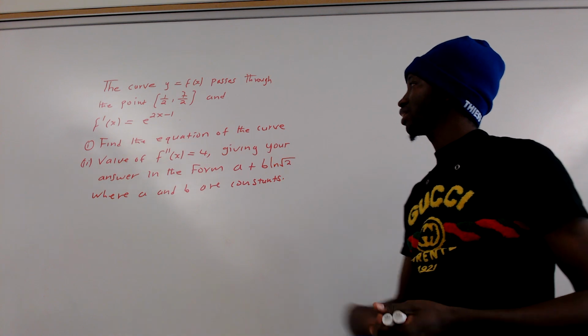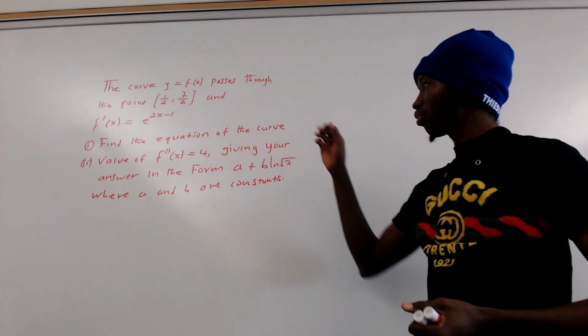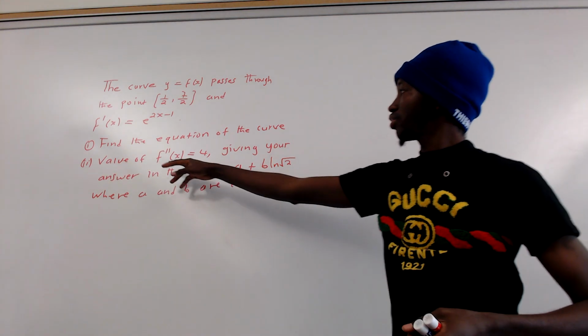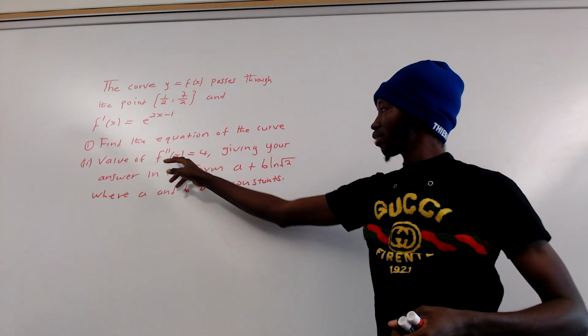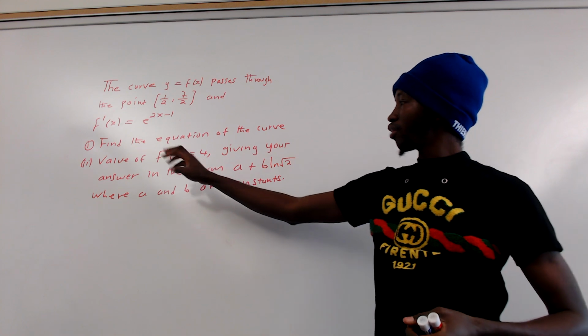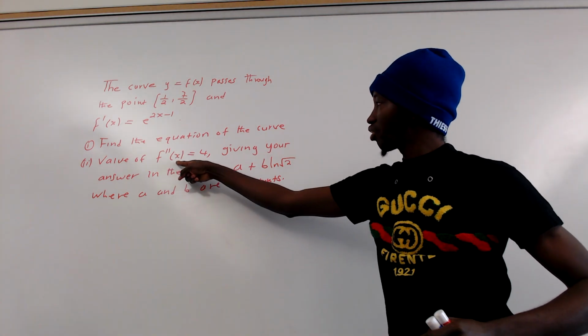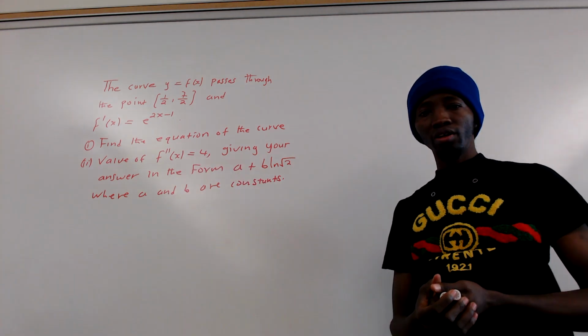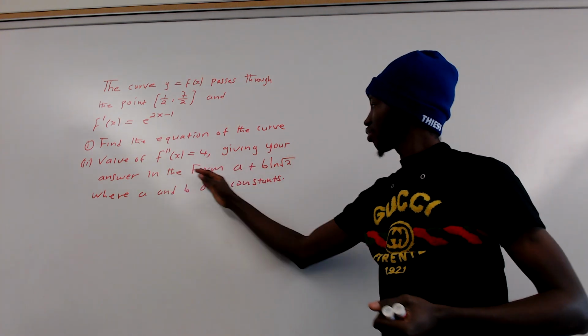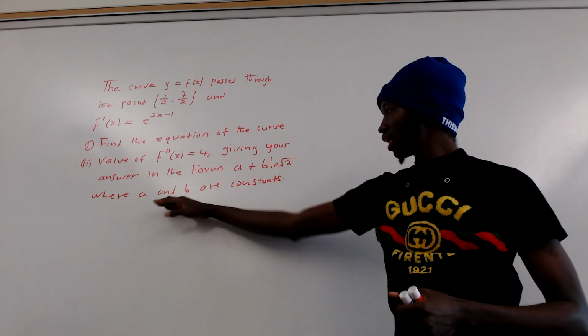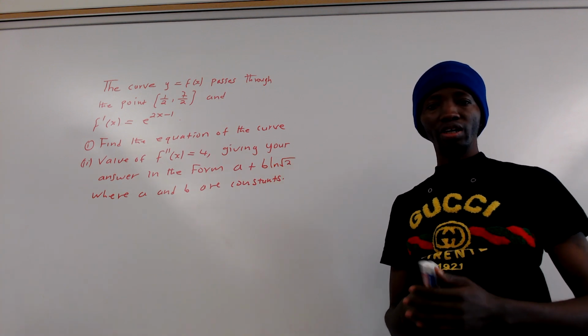The first part says find the equation of the curve, and the second part says find the value of x when the second derivative f''(x) equals 4. Give your answer in the form a + b ln √2, where a and b are constants. This is what we are required to find.